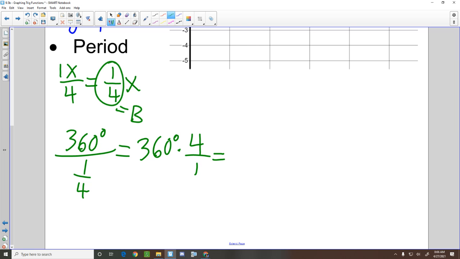All right, what's 360 times 4? Good, 1440. 1,440 degrees. This is going to be a really long wave. That means it's not going to complete a full cycle until it gets to 1,440 degrees. That's really, really wide. It's going to be a low wave.